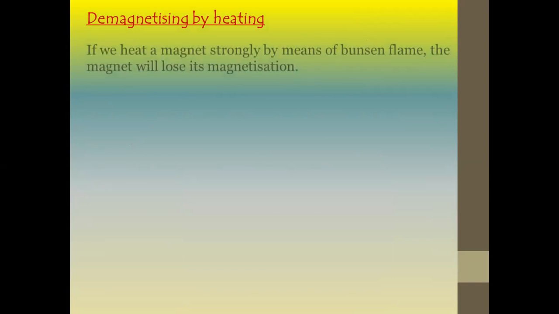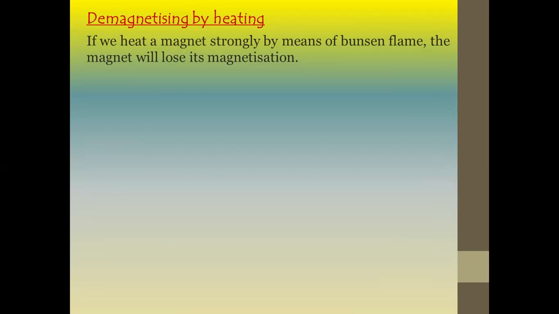Demagnetization by heating. You can demagnetize a magnet by heating as well. If we heat a magnet strongly by means of a Bunsen flame, the magnet will lose its magnetization. In any way you heat it, it will lose its magnetization.